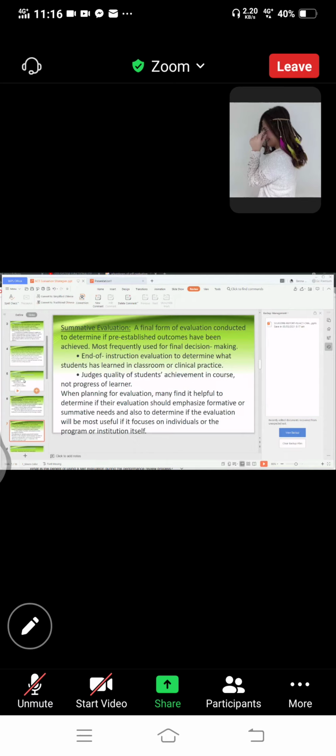Second is the summative evaluation, which is a final form of evaluation conducted to determine if pre-established outcomes have been achieved. Most frequently used for final decision making, it is an end of the instruction evaluation to determine what the student has learned in classroom or clinical practice. It also judges quality of students' achievement in course, not progress of learner.